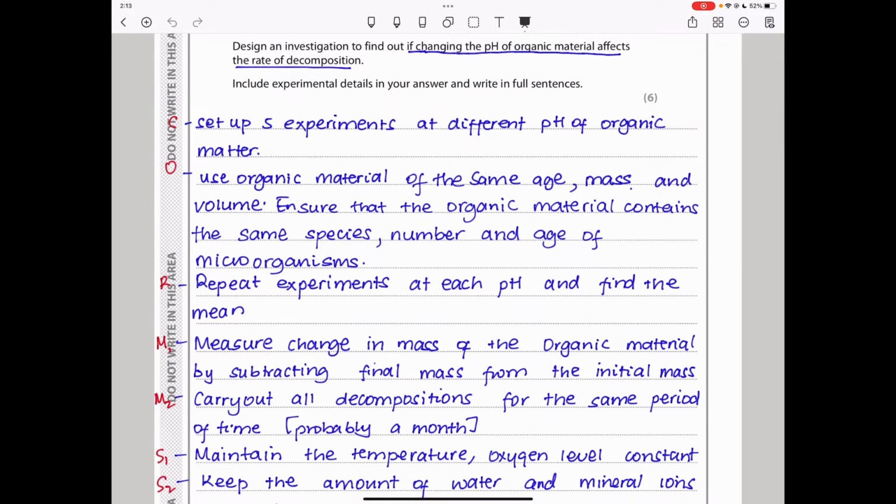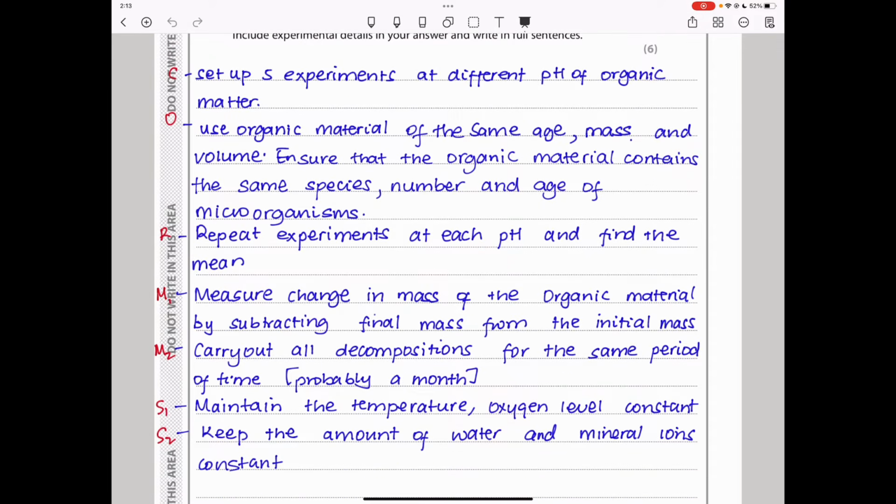So R is for repeat. Repeat the experiment at each pH and find the mean. And then M1, we are measuring the dependent variable. So I said measure change in mass of the organic material by subtracting the final mass from the initial mass.